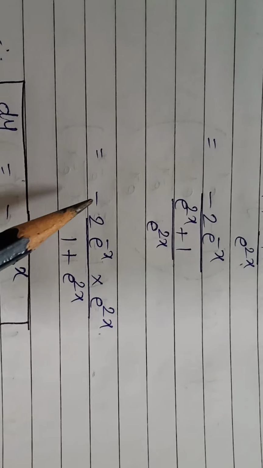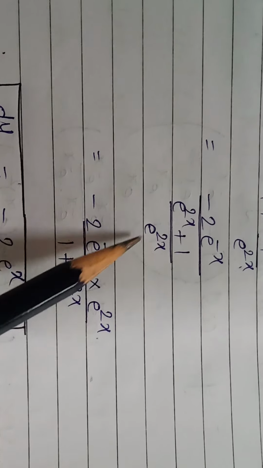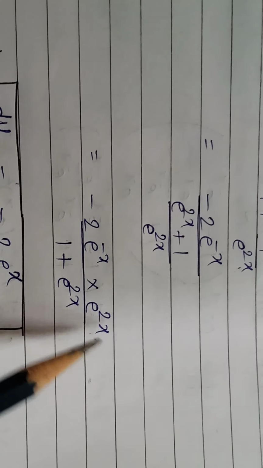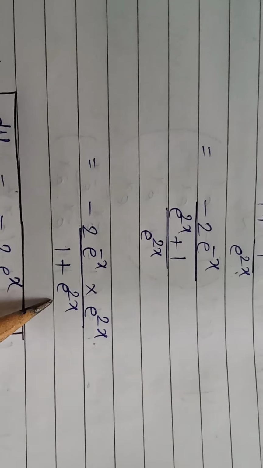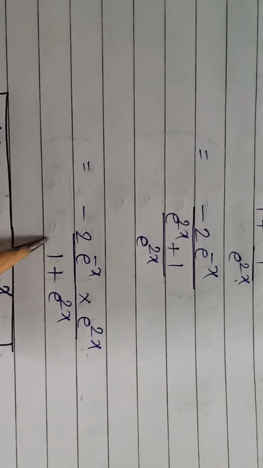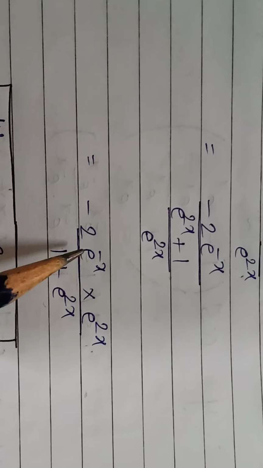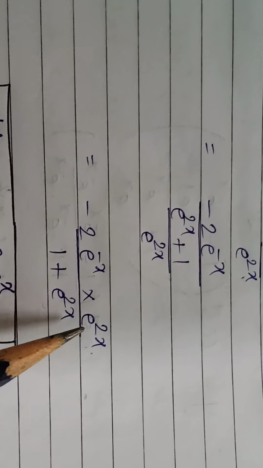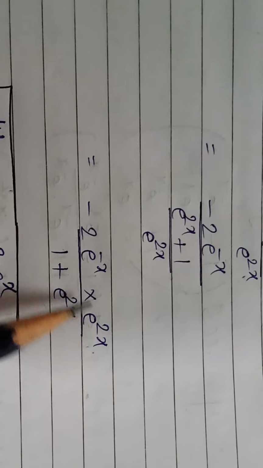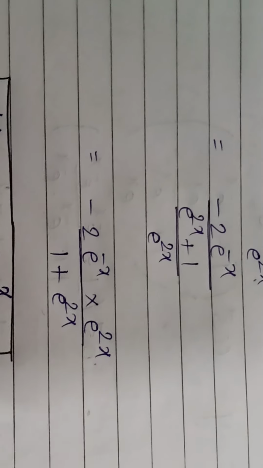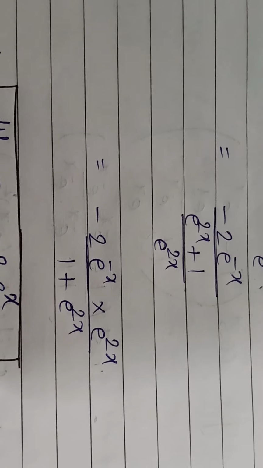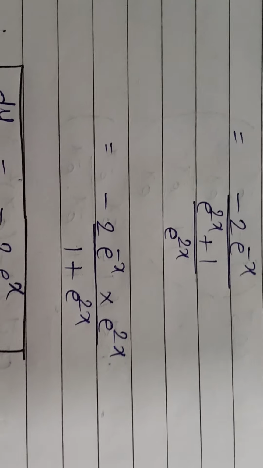So this will be minus 2 e raised to minus x, and this e raised to 2x will come here upon 1 plus e raised to 2x. See, in the denominator we got a plus sign with the index. Here also, base is the same and indices are different. So according to the rule of indices, when the base is the same and the indices are different, we can add the indices, right?